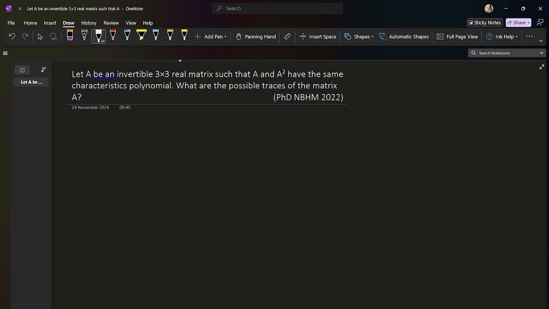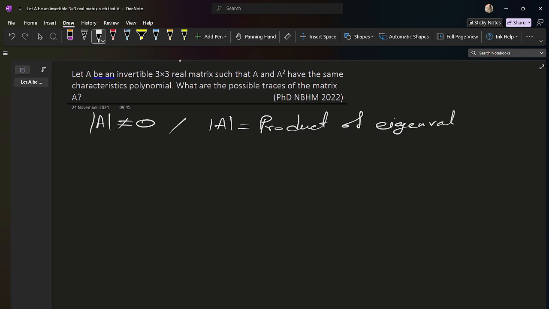So let the determinant of A not equal 0. Then determinant of A is what? We know that this is the product of all eigenvalues. Now as it is an invertible matrix, it will be non-singular, so each eigenvalue is non-zero.